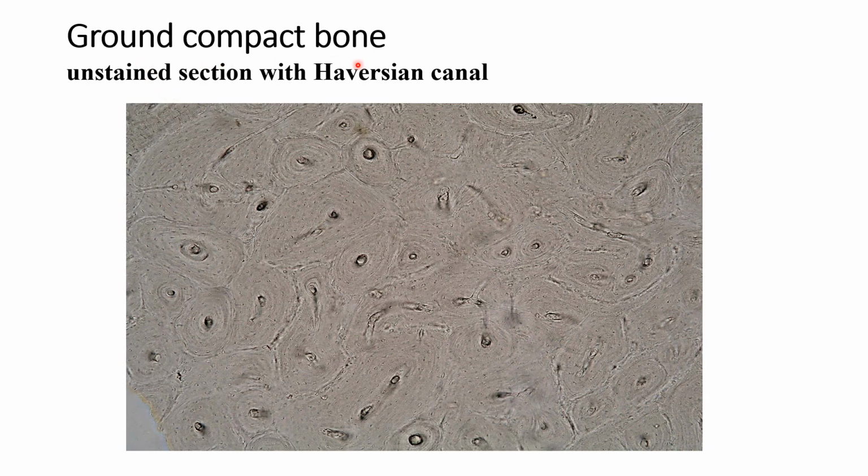If you see an unstained section, it is ground compact bone. From where do you know that it is ground compact? Because it is a non-stained section, okay? And there is the Haversian system, here the Haversian canal, here the lacuna, and here are the Volkmann's canals. So this is a ground compact bone. In the bone, you should say the type of the bone, either compact or spongy, and if it's compact, you should say whether it's ground or decalcified.